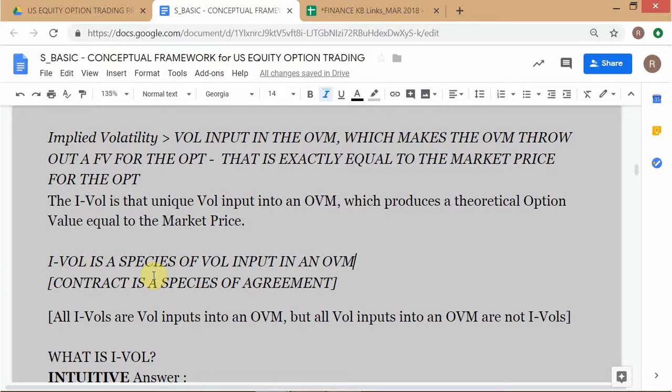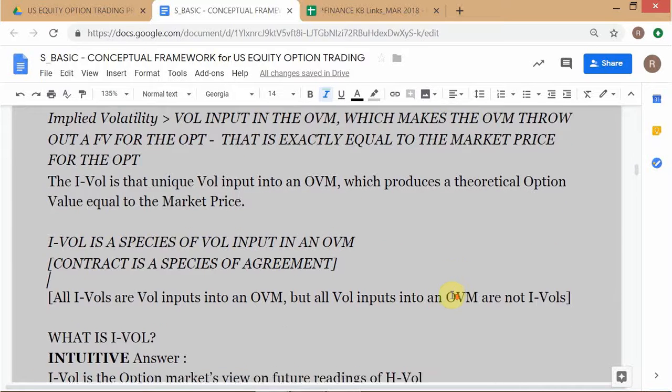Remember, contract is a species of agreement. So all contracts are agreements, but all agreements are not contracts. Similarly, all I vols are vol inputs into an OVM, but all vol inputs into an OVM are not I vol. I vol is only that vol input which will give you an output equal to the market price. Is this clear? So this kind of conceptual understanding should be there of I vol.